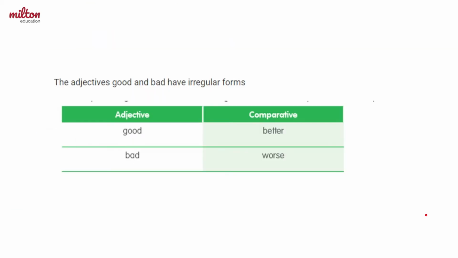But remember, some adjectives, like the adjectives good and bad, have irregular forms in the comparative. Good becomes better and bad becomes worse. So these are 2 irregular forms that you need to remember when we talk about the comparative.